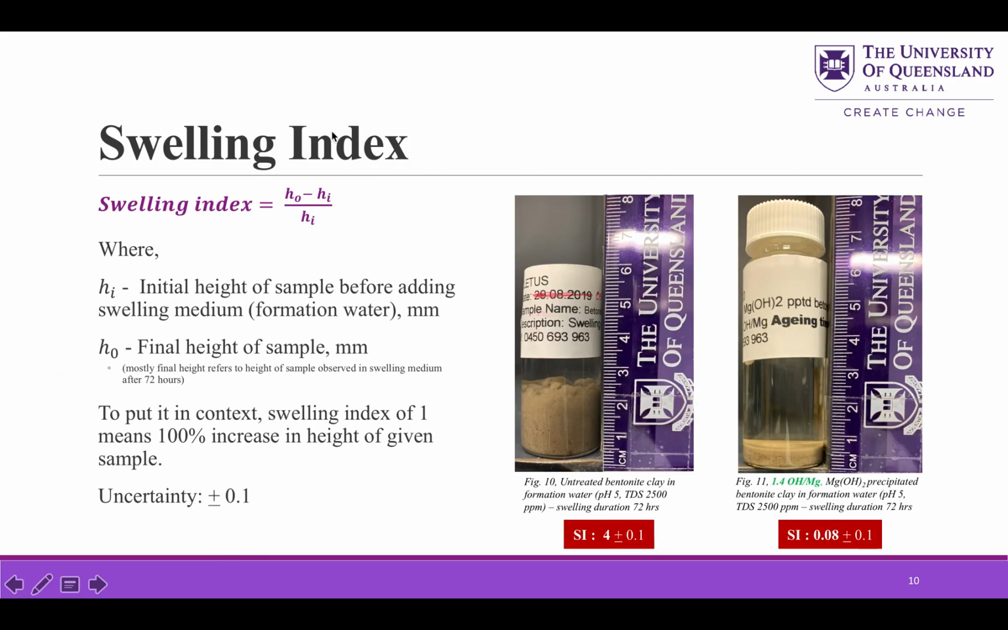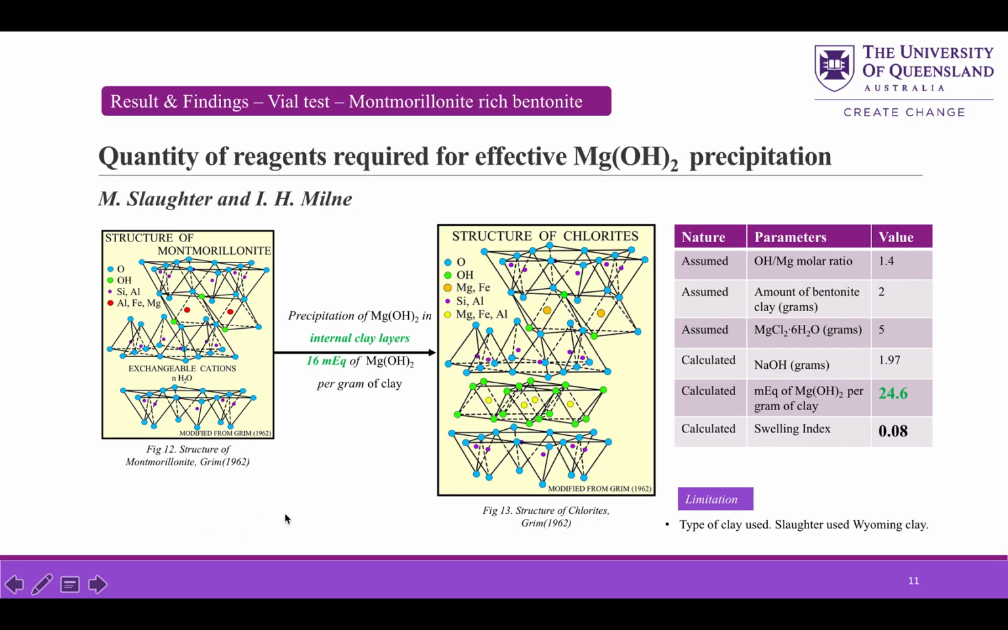Swelling index is again a key parameter to measure swelling, and as the equation says, it's the final height minus the initial height, divided by the initial height of the sample in mm. To put it in context, a swelling index of 1 means a 100% increase in the height of the given sample, and of course there's a little bit of uncertainty because of the wild test method being used, and it's calculated as plus or minus 0.1.